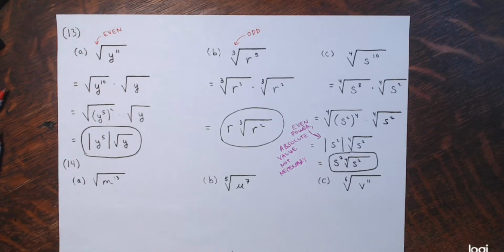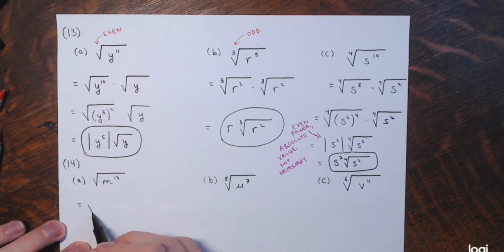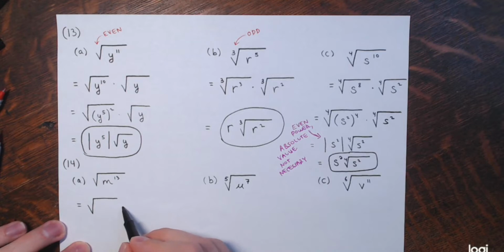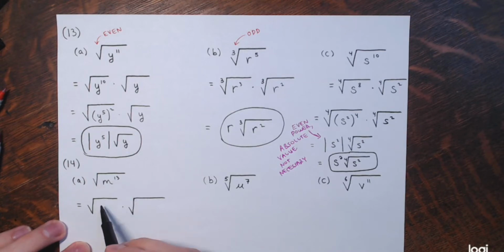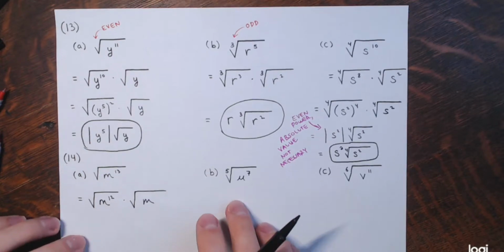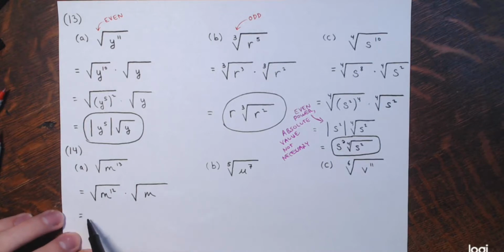All right. Number 14, part A. Now we're back to a square root, but it's still an even root. What I'm going to do is break it up into a square root of a square times the square root of a non-square. Now 13 is not a multiple of 2, but 12 is, right? So I can break this up into m to the 12th times m. And m to the 12th is m to the 6th squared, right? I've got a square root here, so I'd like to write this as a square. This is m to the 6th squared.